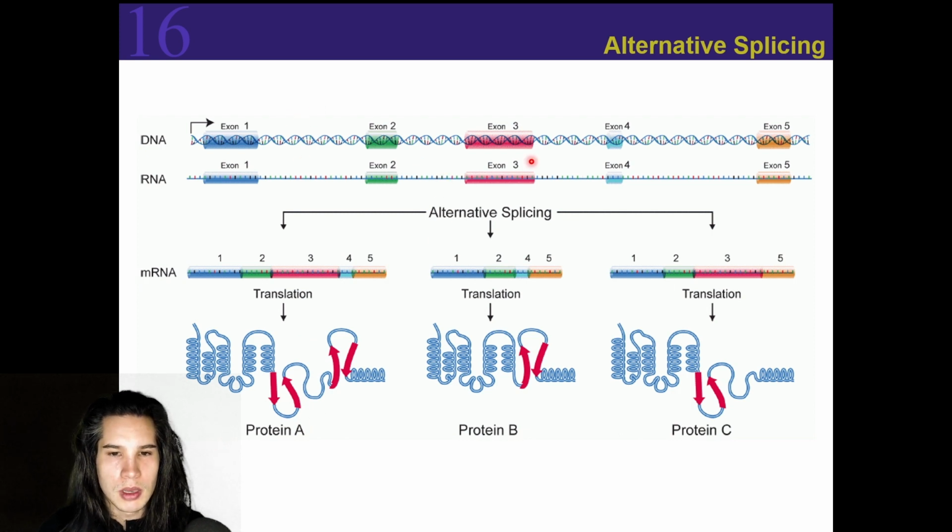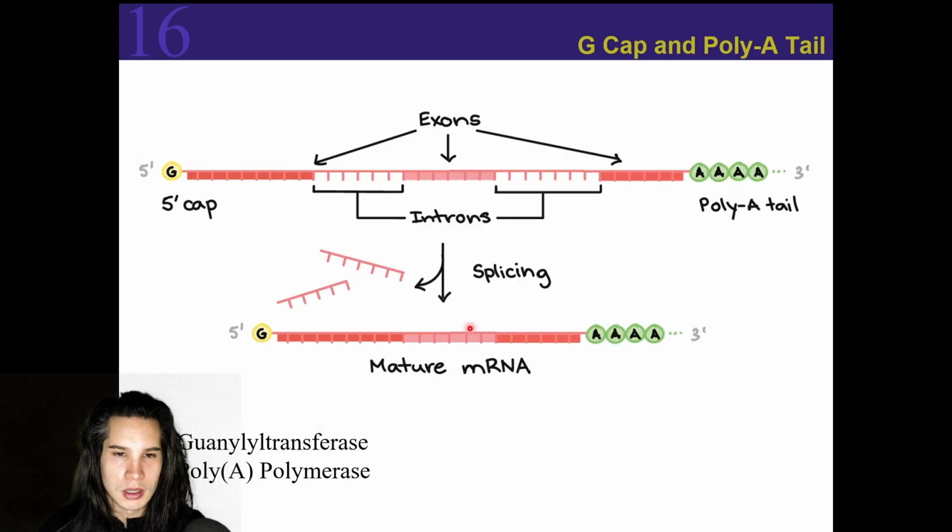However, let's say we omit exon 3. We treat this as though it's an intron, cut it out, and then splice exons 1, 2, 4, and 5 together. We're going to get a different type of protein because it's going to have a different sequence of nucleotides, which eventually leads to a different protein. And in this case, you have 1, 2, 3, and 5, so you're omitting exon 4. Again, you're getting another type of protein. So alternative splicing is a way of post-transcriptional regulation of gene expression.